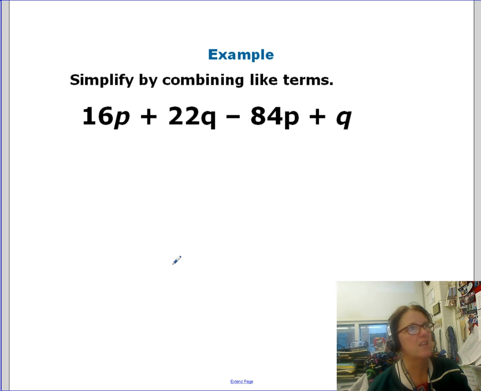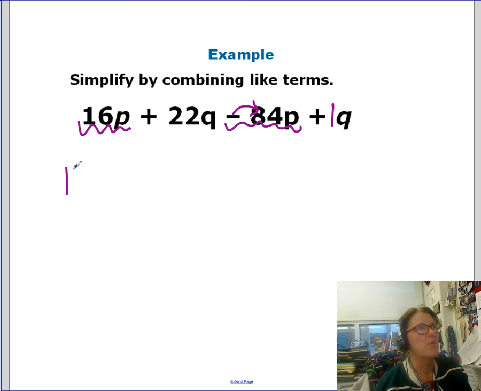Deal. Next. Ooh, 16p. That's Q minus 84p. Keep this negative sign stuck with 84. And then I have a plus Q. Think of that as 1.